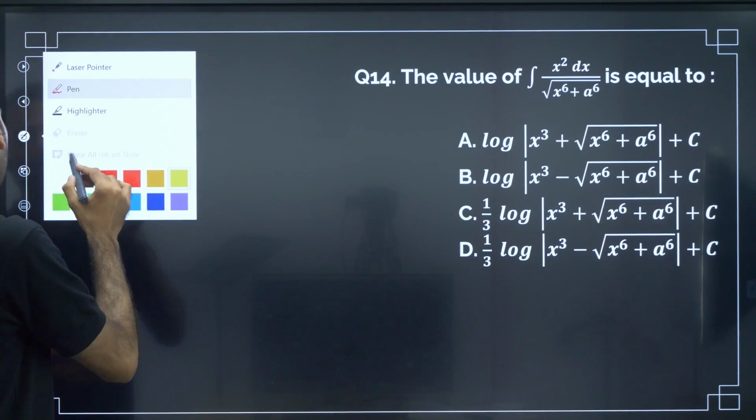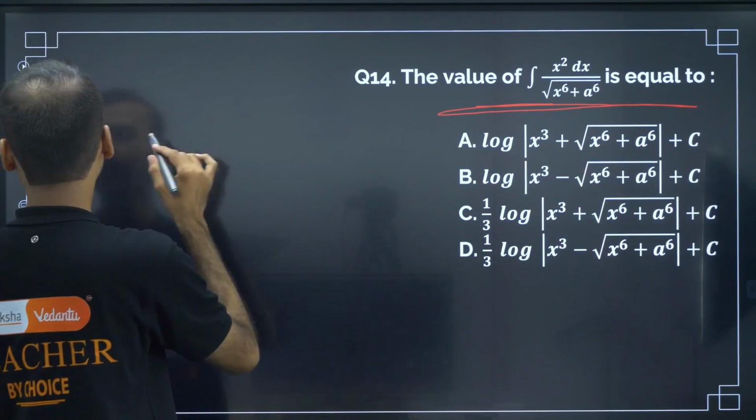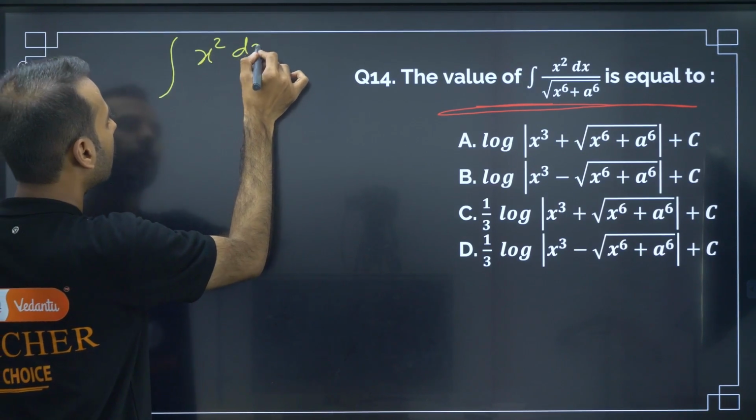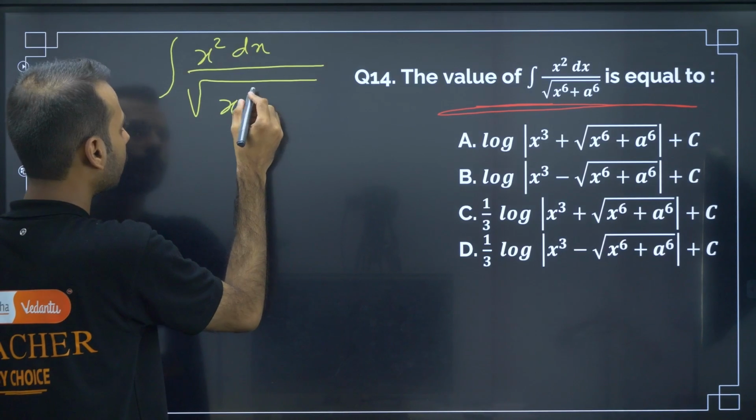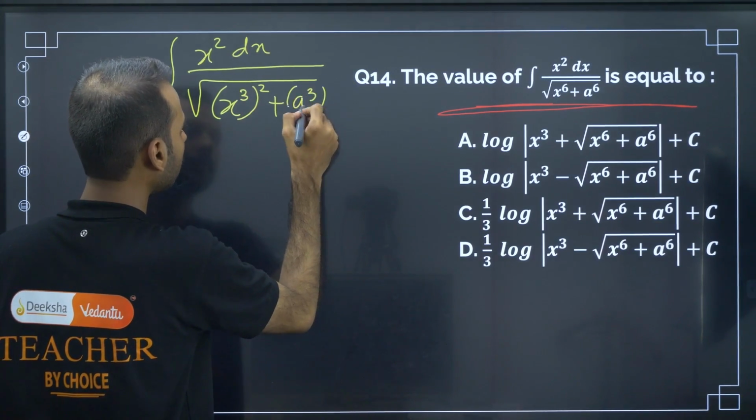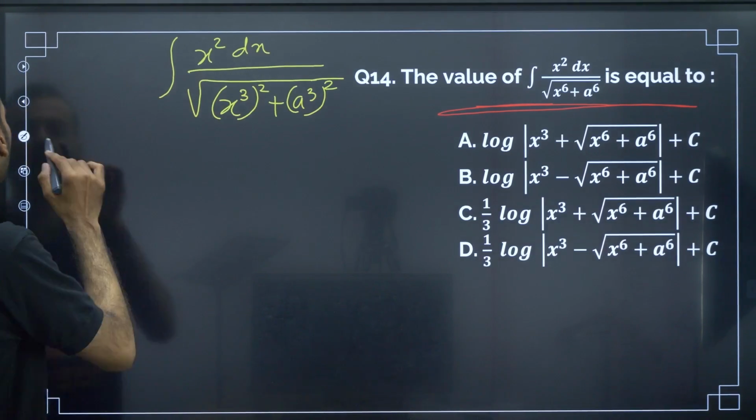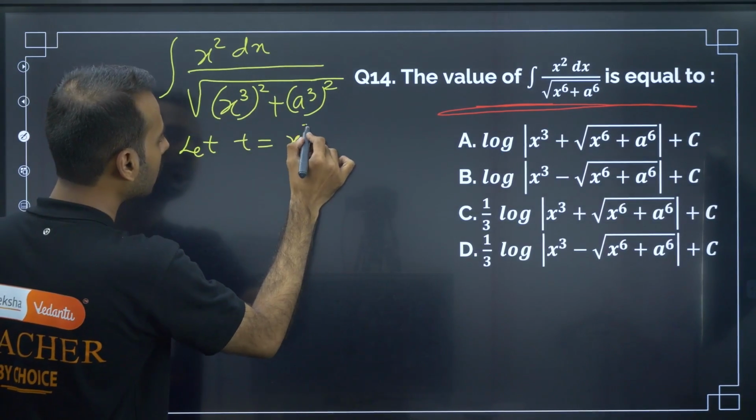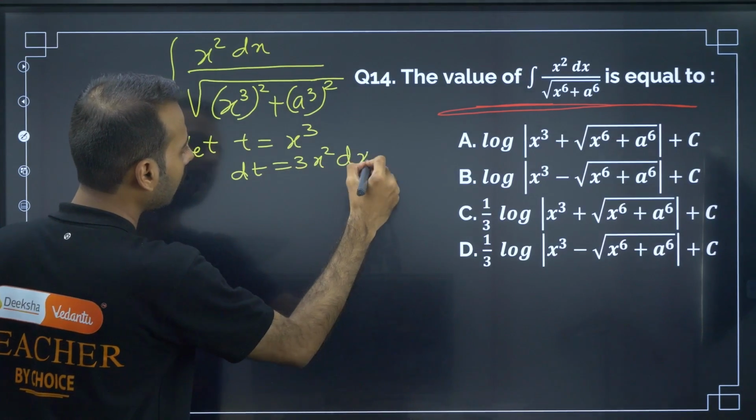Next, the value of, in this question, what are they asking? They are asking us to integrate this. So first let me copy that question. x square dx by root of, denominator let me write like this, x cube whole square. Same expression only I am writing like this. Now let me go for some substitution. Let t is equal to x cube, dt is equal to 3x square dx.